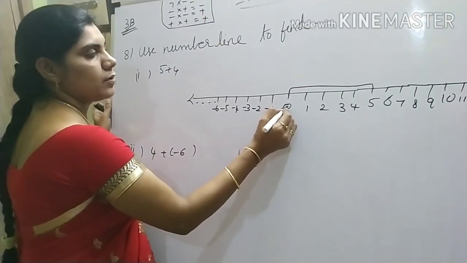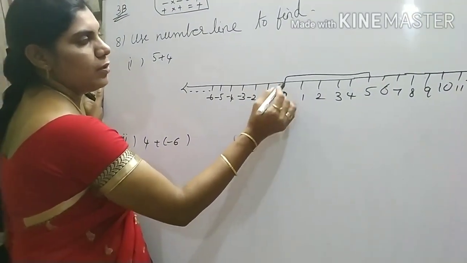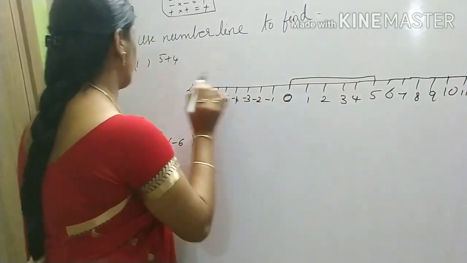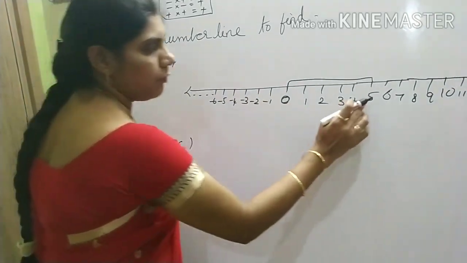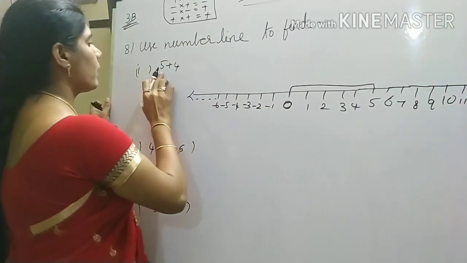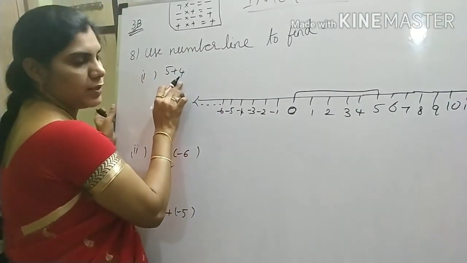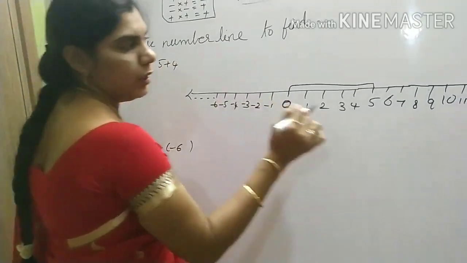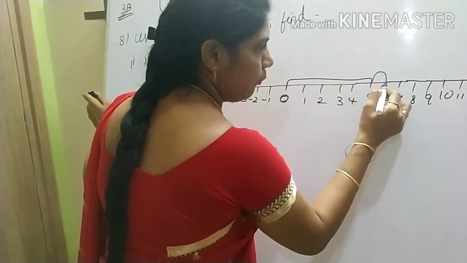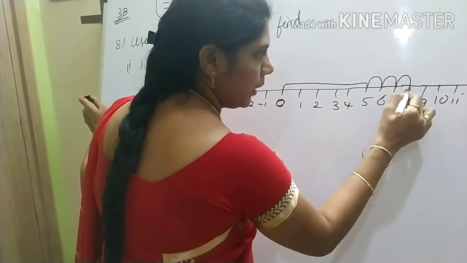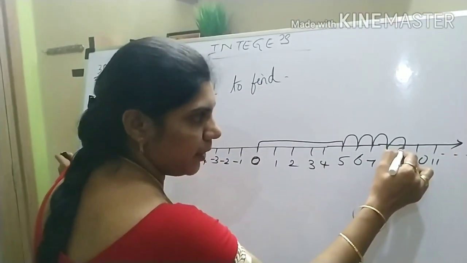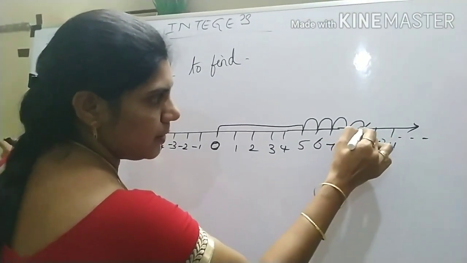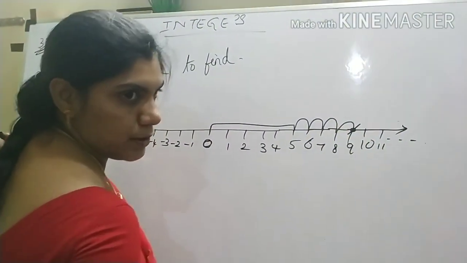See here, always you have to start from 0. From 0 you have to go to the first number. What is our first number here? 5. Okay. Next, from 5 go to the second number. What is that one? 4. We have to add plus 4 here. To this 5, I am adding 4. 1, 2, 3, 4. What is the number here? 9. So this number is your answer.